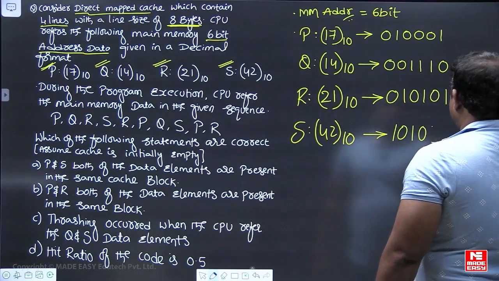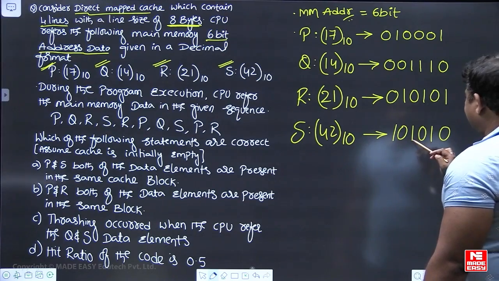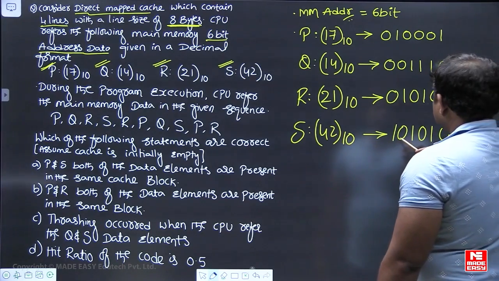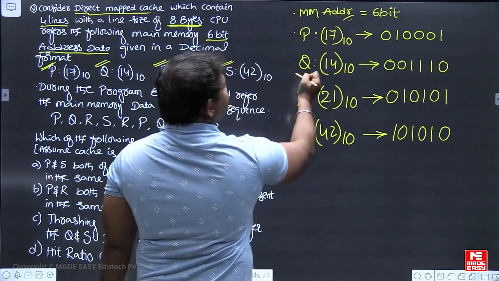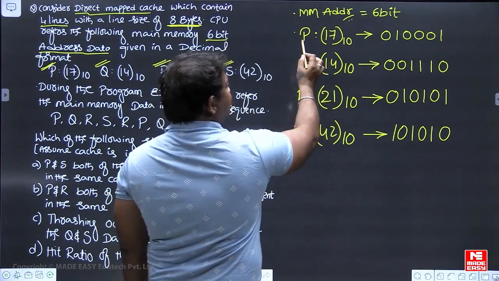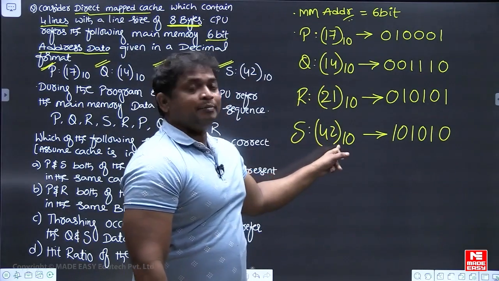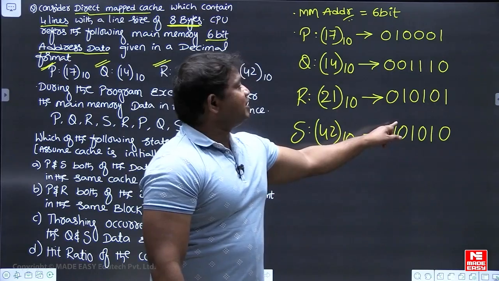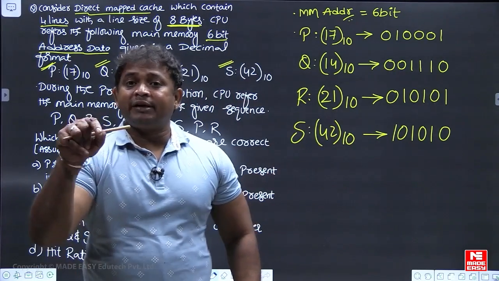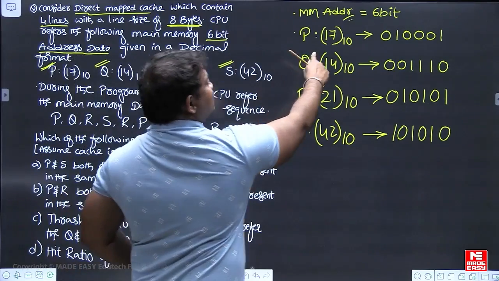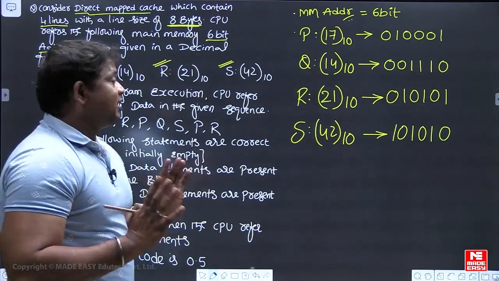101010. See this: 2, 8, 32 — 42 in total. So this is the address given. Main memory addresses for the four data elements P, Q, R, S are given in decimal, and we convert the decimal addresses into binary. How many bits are required? That is given in the question: a 6-bit memory address. So I converted each decimal address into a 6-bit binary address.